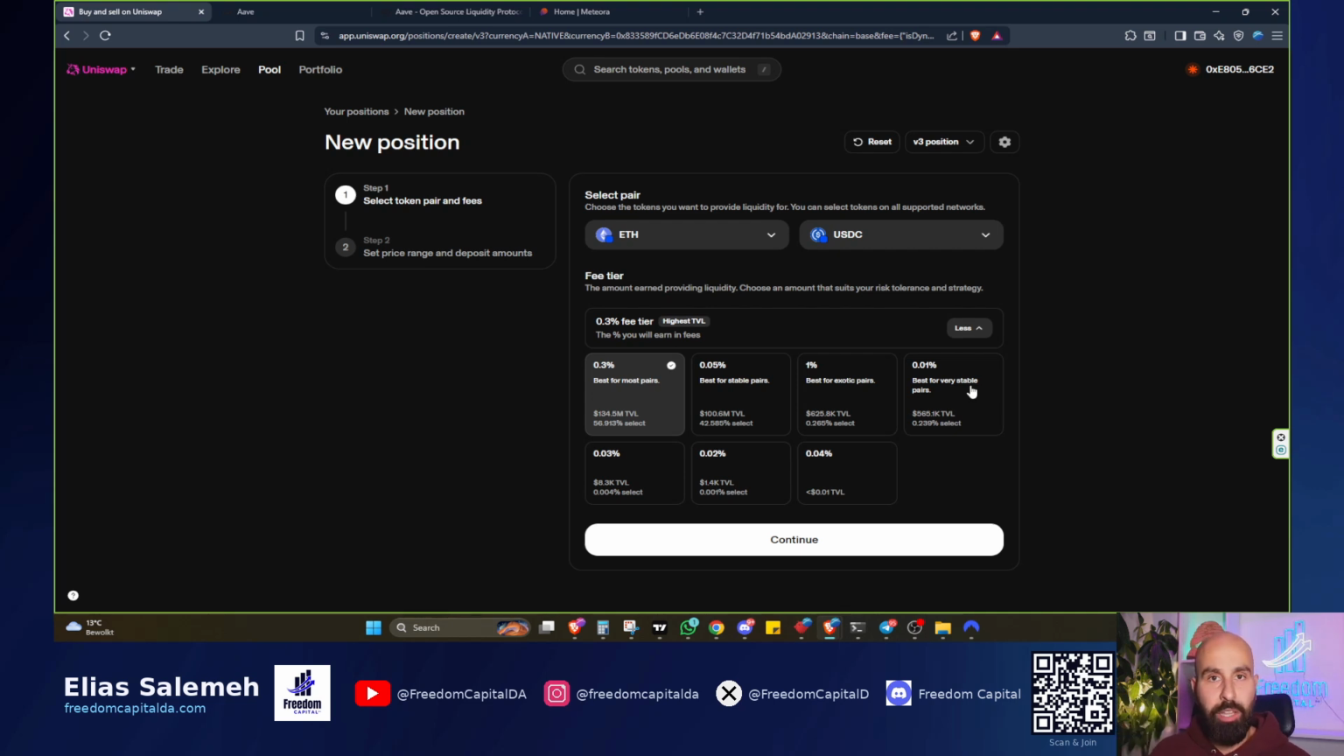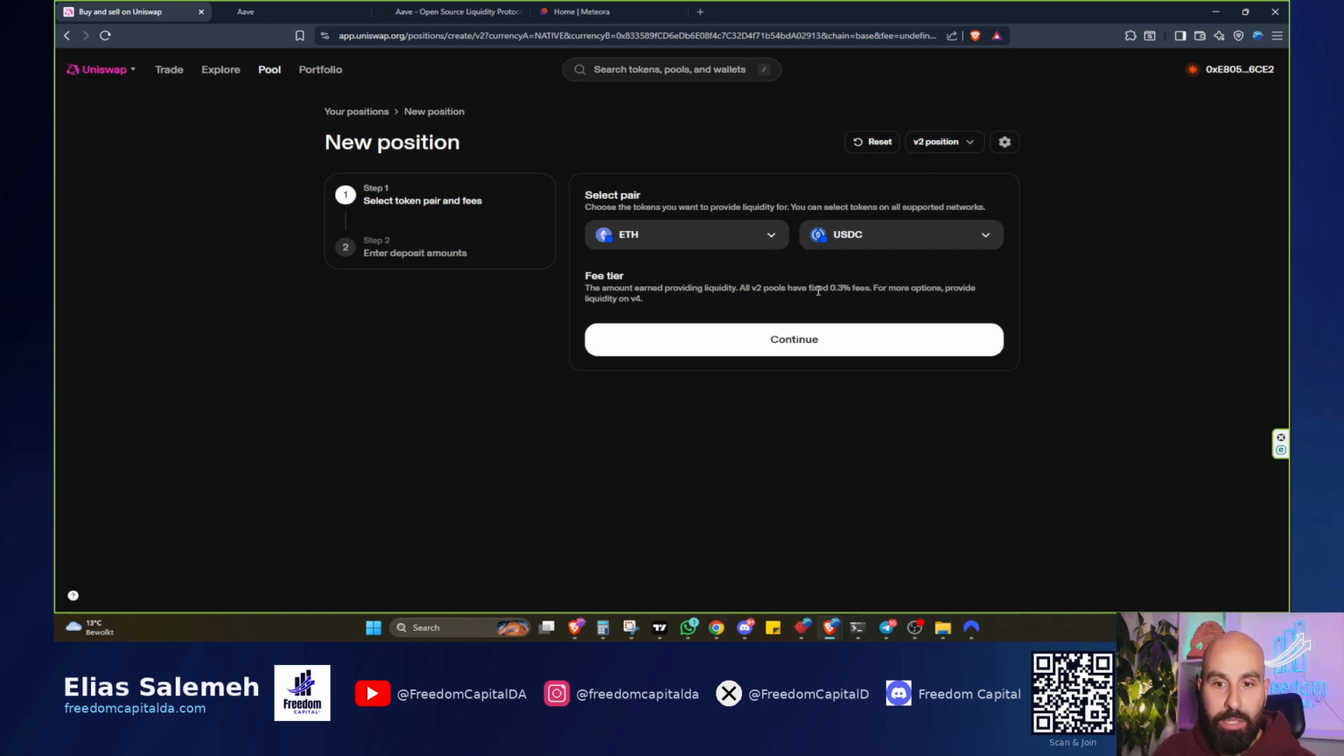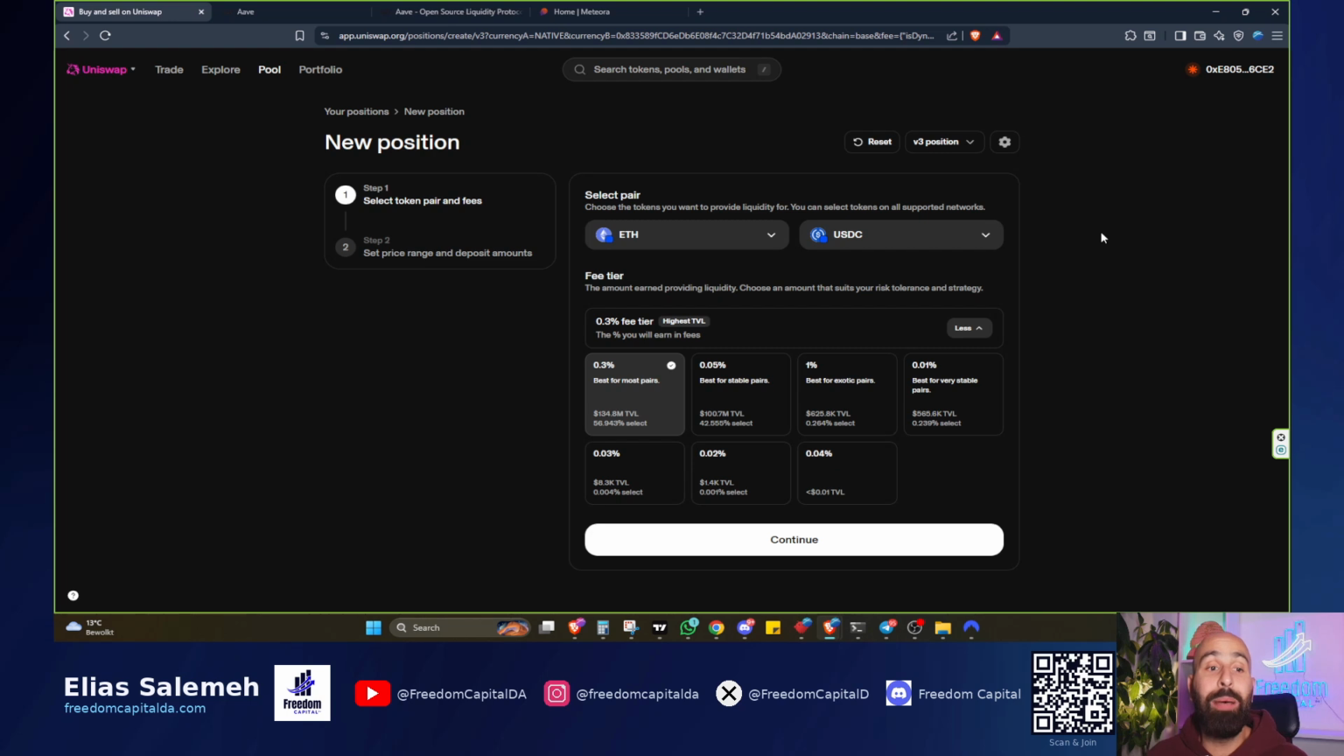Why are there multiple different fees? On Uniswap V2, there was only one fee, and that was 0.3%. If I click on V2, you can clearly see that there is only one fee, which is 0.3%. But to make the user experience better for the trader and also for the liquidity provider, the team behind Uniswap decided to start including fee tiers.